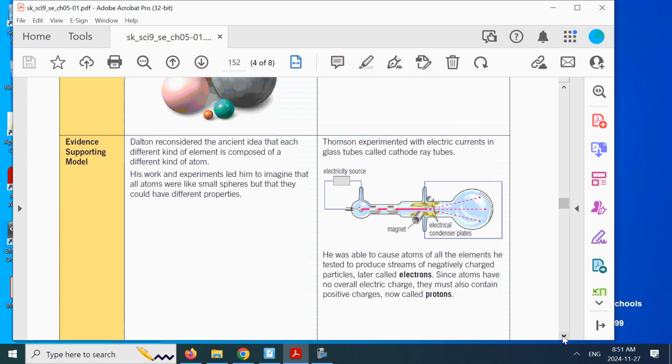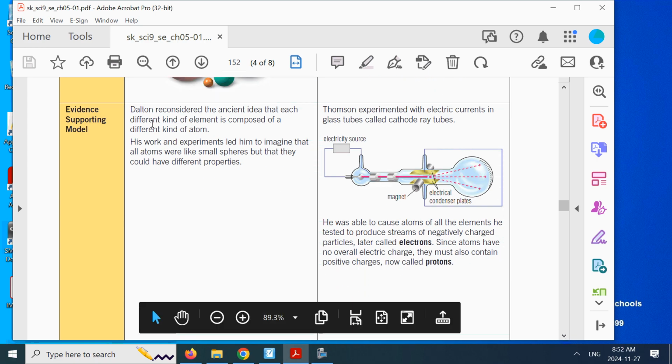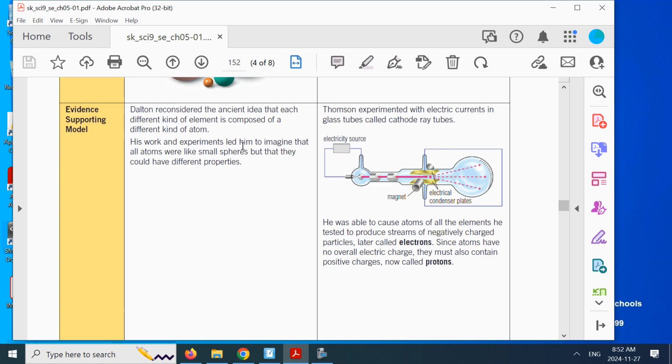What is this evidence? Well, Dalton, first of all, go back to this. Dalton considered the ancient idea that each kind of element is composed of a different kind of atom. His work and experiments led him to imagine that atoms were like small spheres that could have different properties. Some of the stuff he did, think about this: a liquid like water, we're all familiar with that. What do fish breathe? They breathe oxygen.